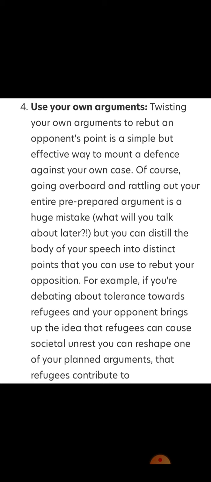Use your own arguments to rebut an opponent's point. It's a simple but effective way to mount a defense against your own case. Of course, going aboard and rattling out your entire pre-prepared argument is a huge mistake. It means you can move away from the points which you have prepared, but don't forget the limits.